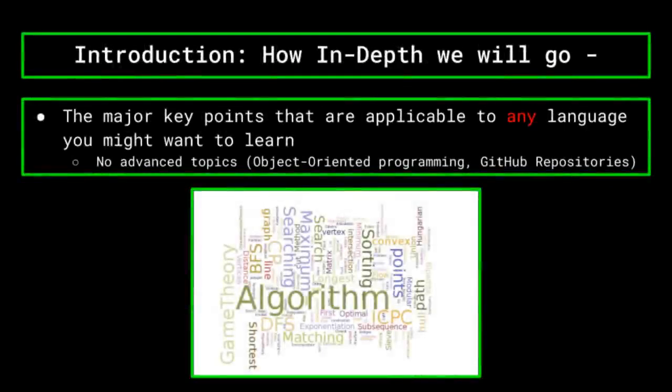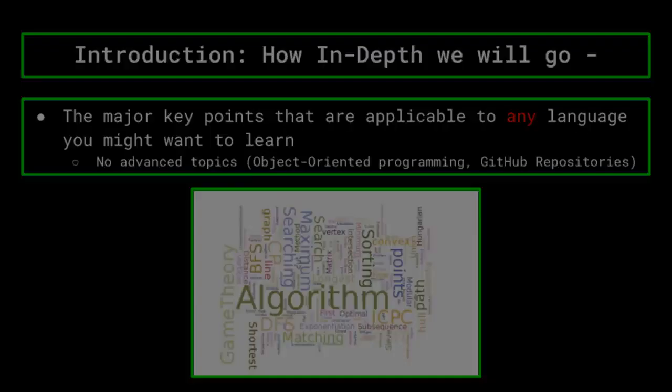We'll only be covering the major key points that apply to all programming languages, so we'll be shying away from topics such as object-oriented coding and command line navigation, as those are things which are language-specific. Additionally, there will be no software required for you to download in order to follow along with this tutorial, as we won't be writing any code in an IDE to keep things simple and concentrated.